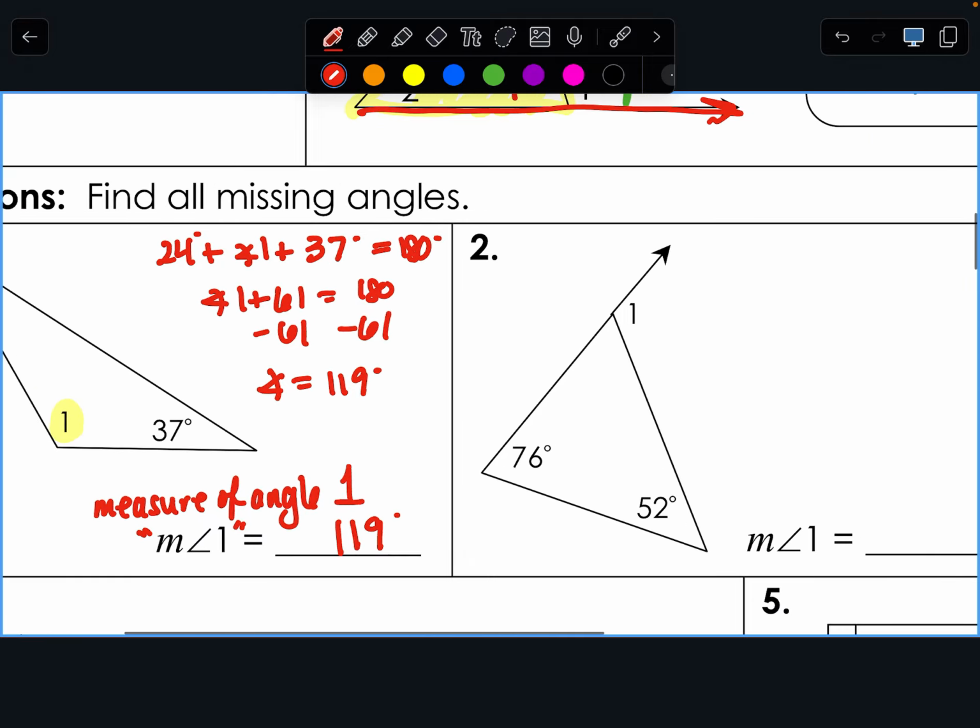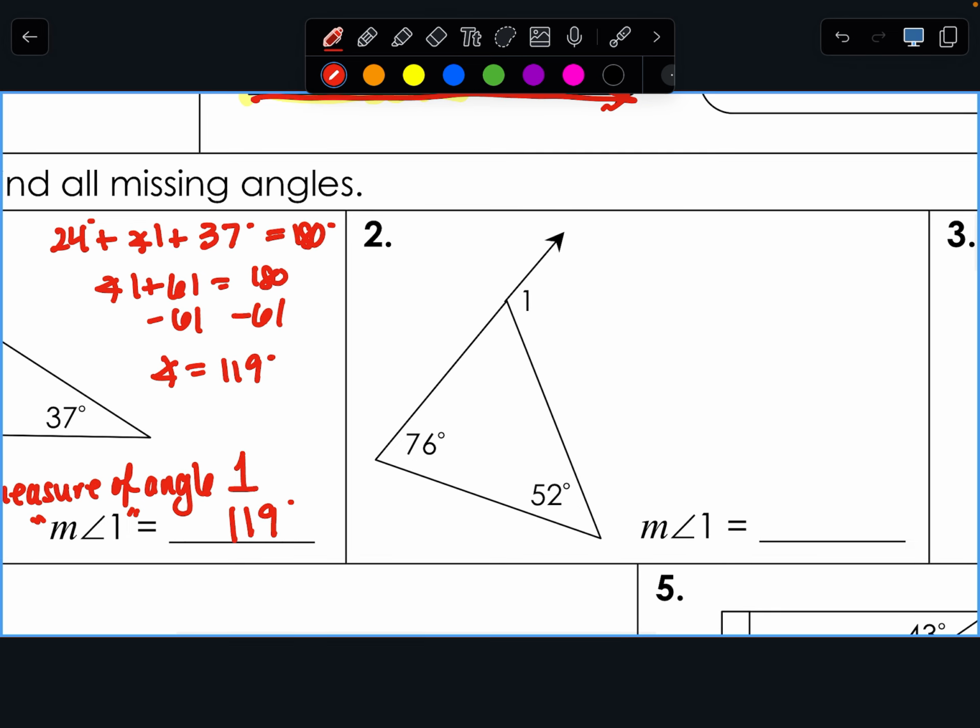And when it's like number 2, this is that outside angle. See how the side just extends out? So this is one side of the triangle, and we just kept going. This angle, angle 1 equals 76 plus 52. So that's 128 degrees.